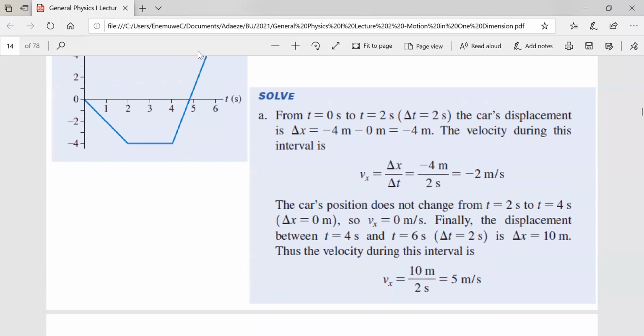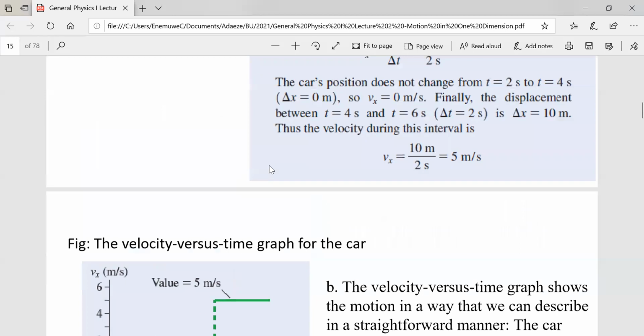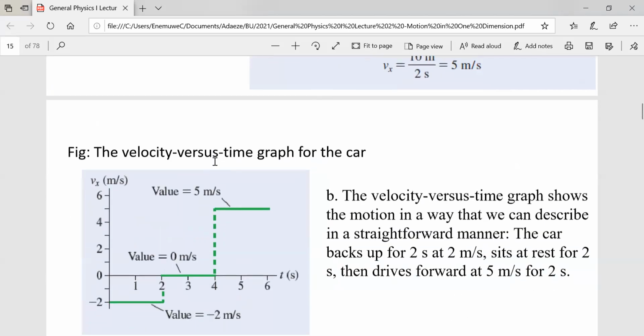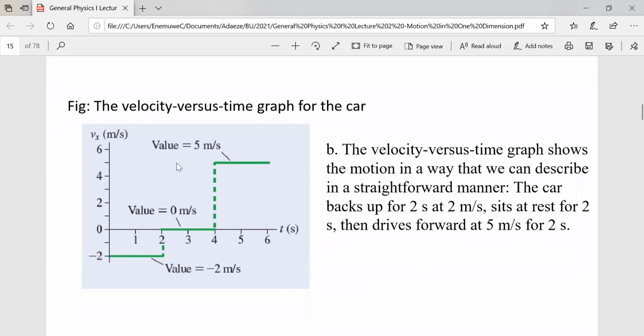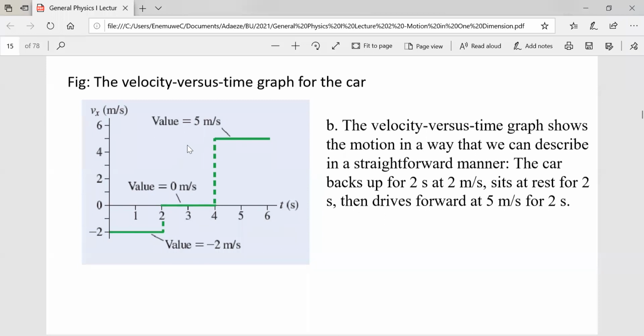We took the slope of this, and it gave us 5. We came to the position 5, drew a line for the length of time as well, which is 4 to 6. It started at 4 and ended at 6. Okay, so this is the velocity versus time graph for the car, which is the object in motion.